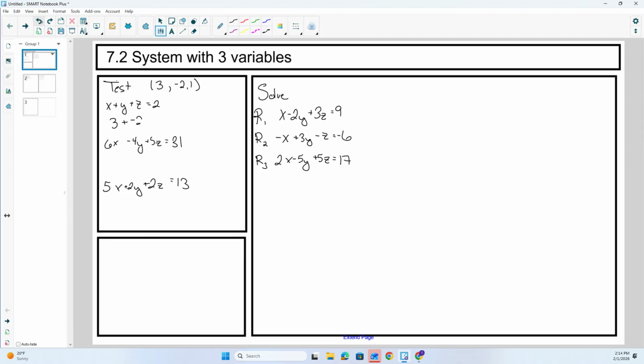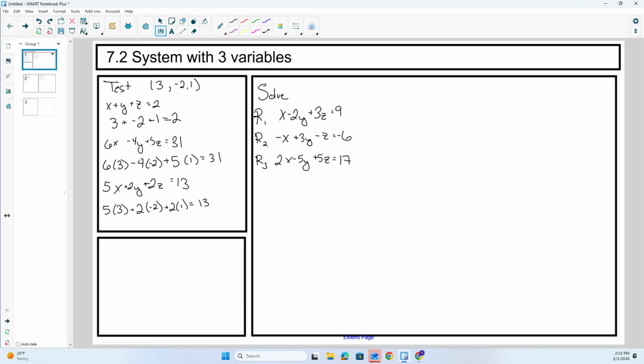Now let me go back. 3 plus -2 plus 1, does that equal 2? That's our question. And then we do the next one. It's 6 times 3 minus 4 times -2 plus 5 times 1, does that equal 31? And then we're going to say, does 5 times 3 plus 2 times -2 plus 2 times 1 equal 13?